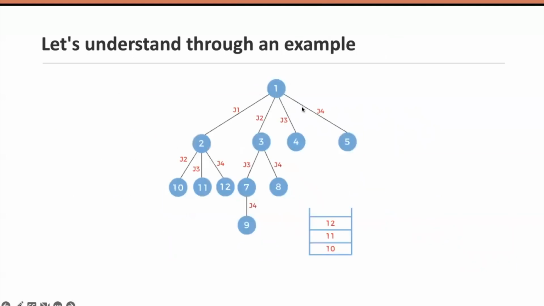This is one method for exploring the state space tree. And what is the difference between the previous method and this method? We used the queue in our previous example, and in this example we are using the stack. This is the main difference.